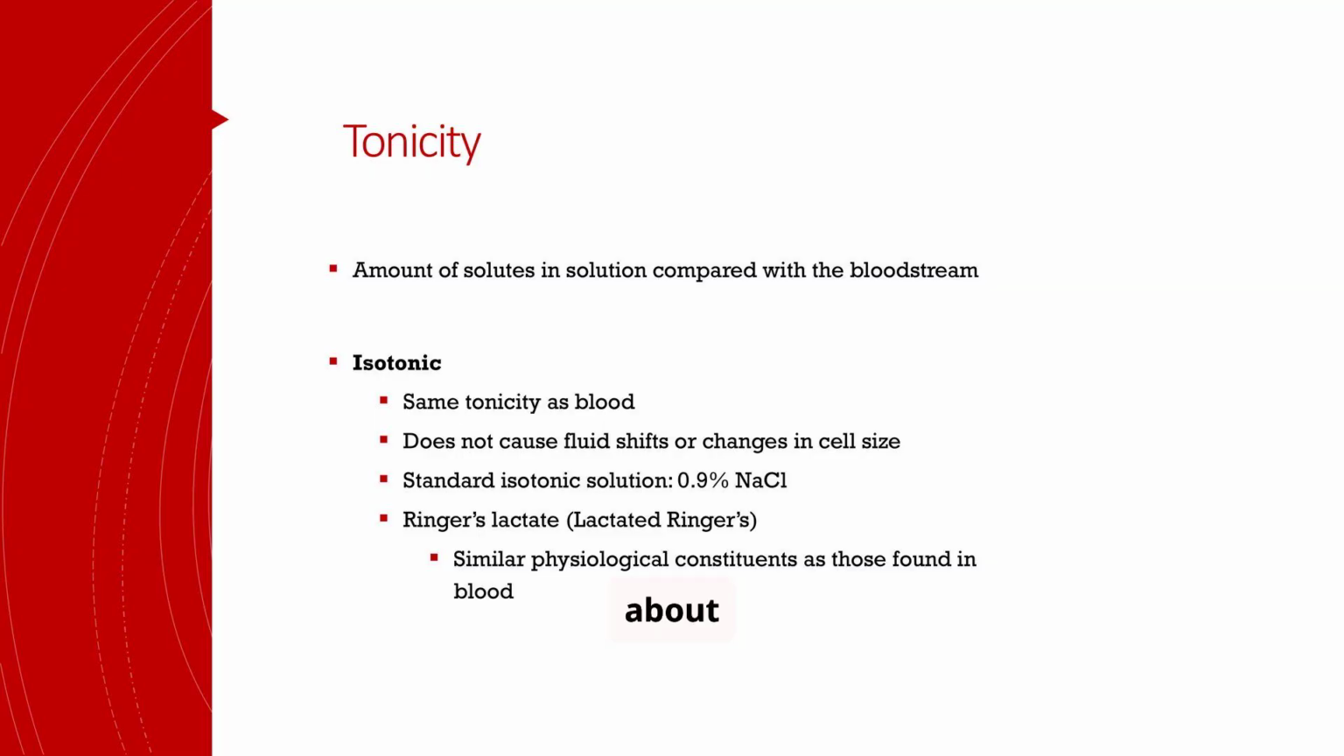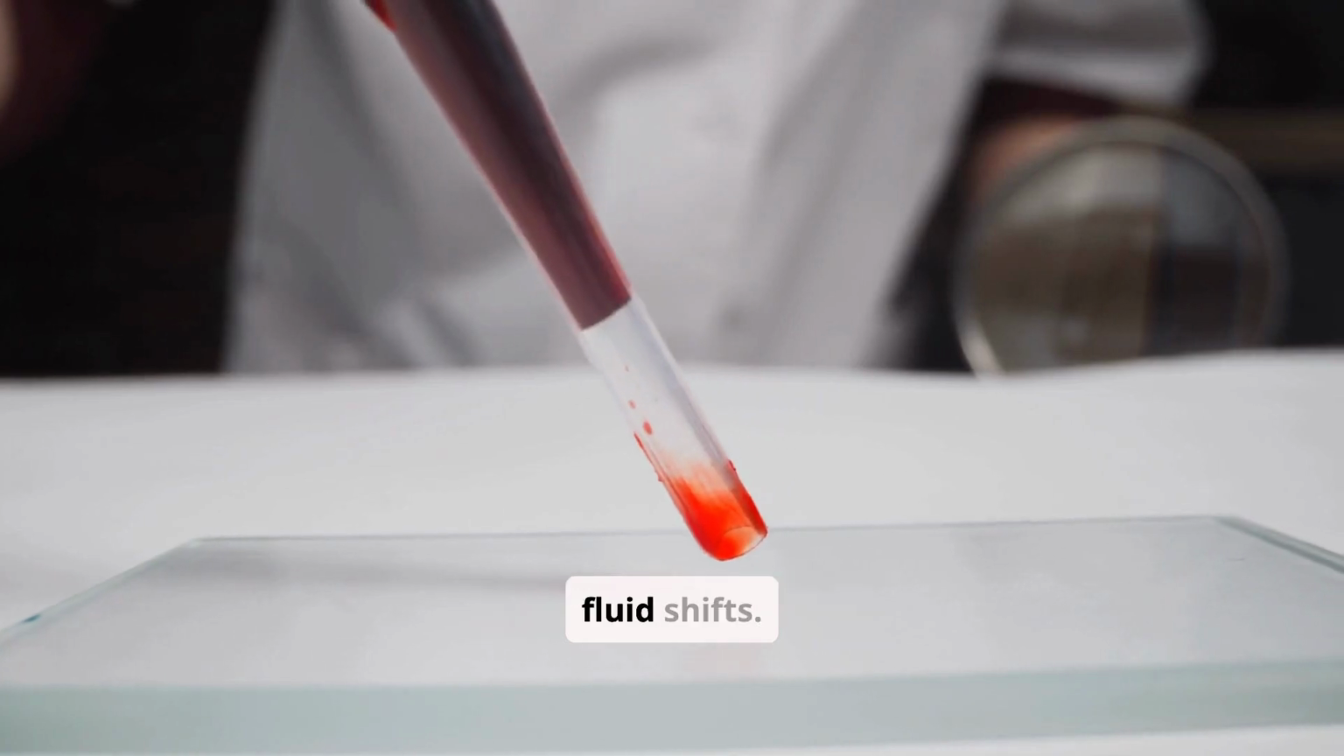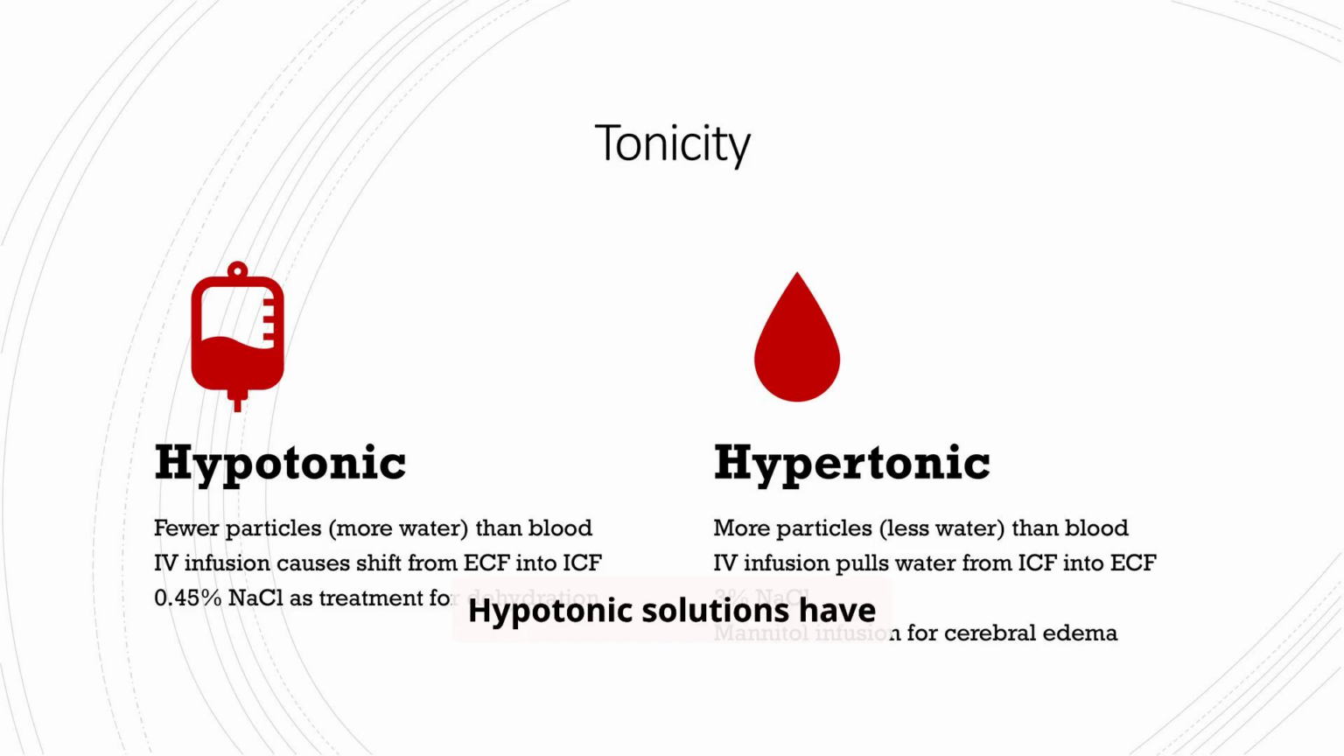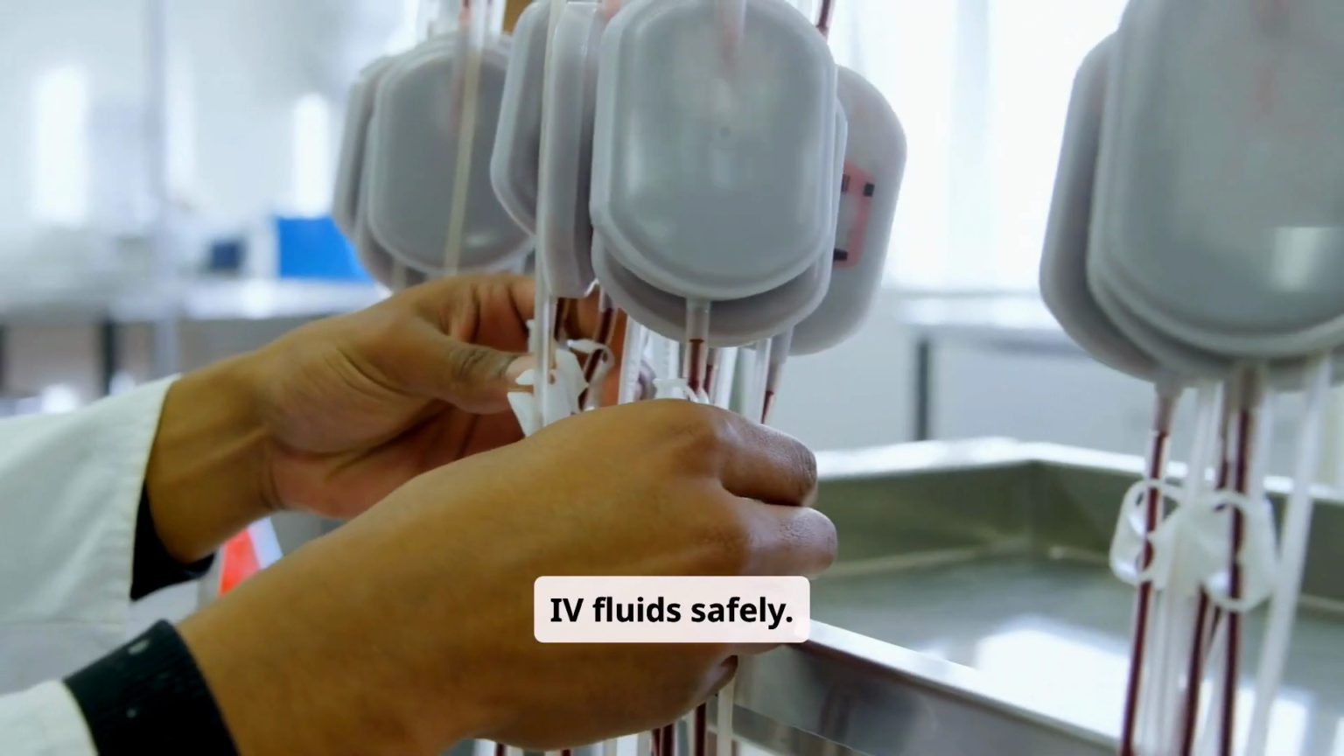Now, let's talk about tonicity. Tonicity refers to the concentration of solutes in a solution compared to the bloodstream. Isotonic solutions like 0.9% NaCl and lactated ringers have the same tonicity as blood and don't cause fluid shifts. Hypotonic solutions have fewer particles than blood, causing fluid to shift from the ECF into the ICF. Hypertonic solutions, on the other hand, have more particles than blood, pulling water from the ICF into the ECF. Understanding this is key to administering IV fluids safely.